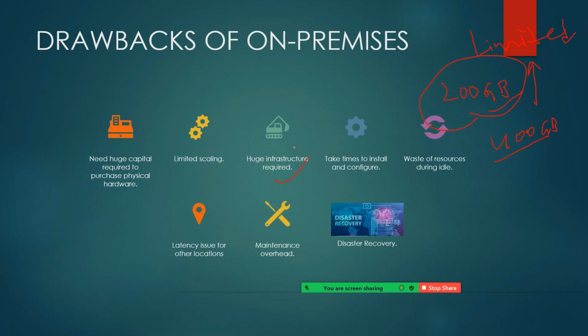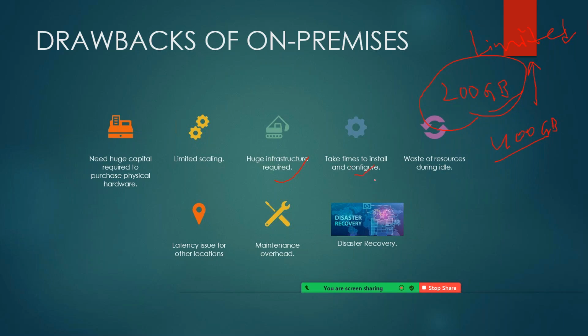Huge infrastructure is required to set up everything. You need an office, you need a climate controller like AC, and you need one admin to manage the temperature. Everything you need to do. Huge infrastructure required.